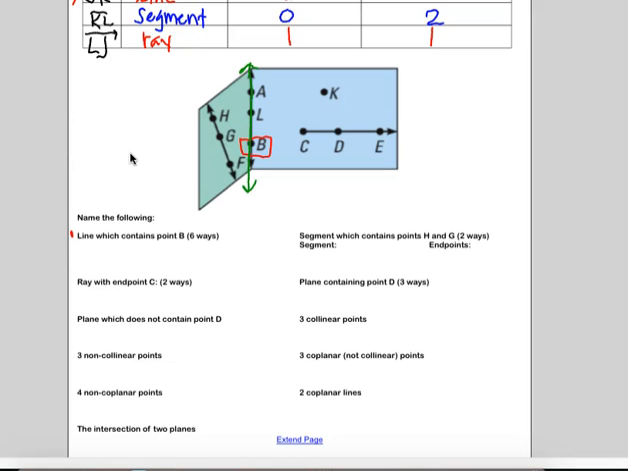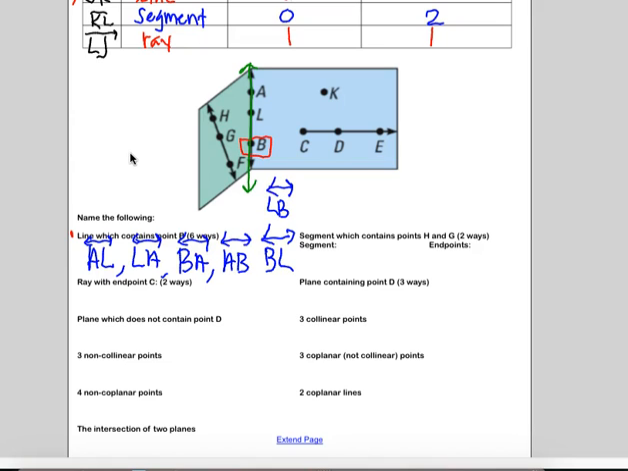So remember, you need 2 letters to name a line, so you could either write AL with a line on top, or LA, you just switch the order. You could use BA, AB, again, we're just switching the order, and then the last combination of letters, you could have BL or LB. Perfect. Good job, guys.